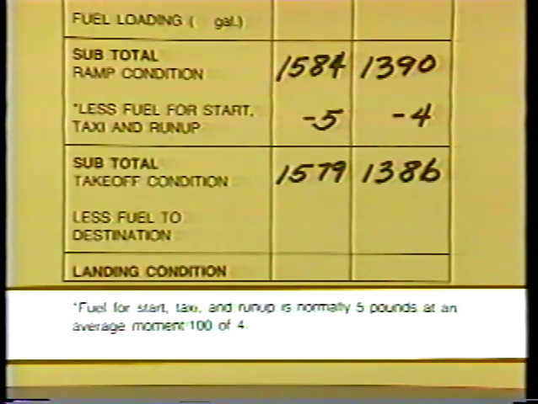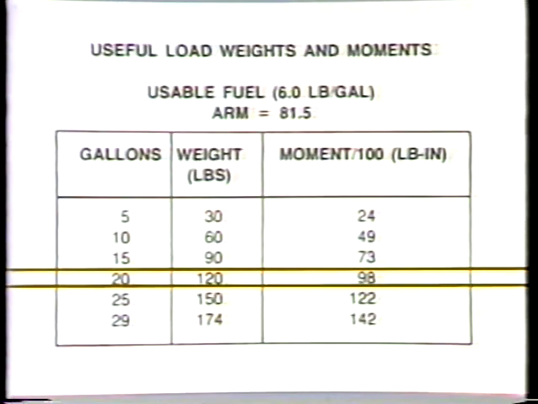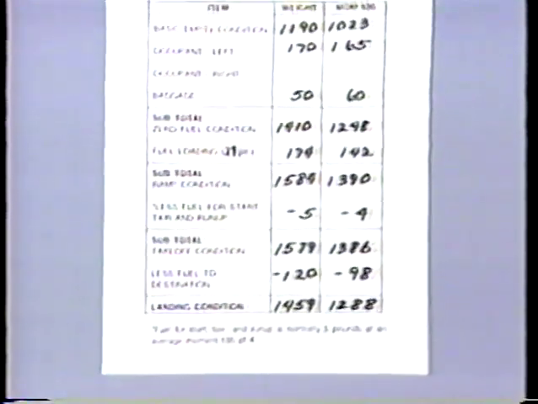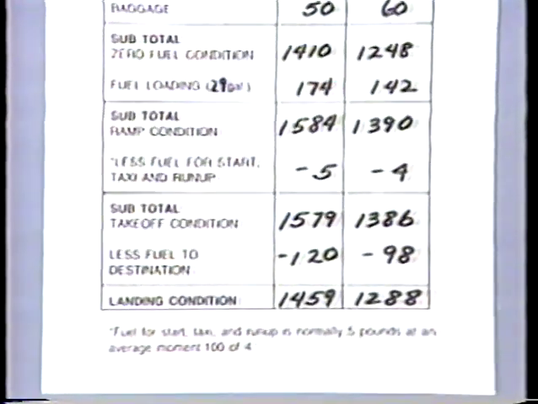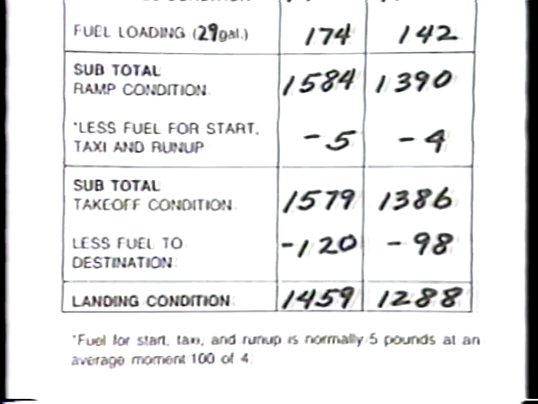Let's assume that during this flight you will consume 20 gallons of fuel, which has a moment of 98 and a weight of 120 pounds. Enter these values on your worksheet next to less fuel to destination and subtract it from the takeoff condition values, which will give you a landing condition that will look like this.